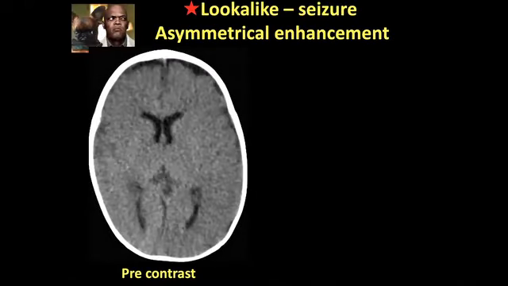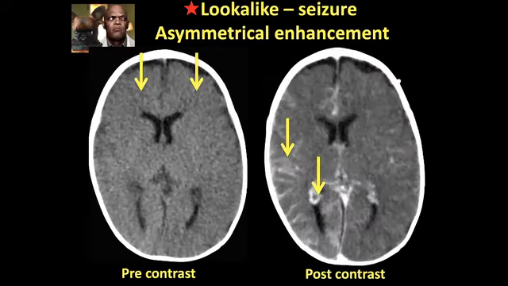Again, a lookalike, a patient who presented with seizures and asymmetrical enhancement. Pre-contrast, we can see the difference in the size of the cerebral hemispheres. We look post-contrast, and you can see there's enhancement on the right, but not on the left. The enhancement you can see in prominent and slightly enlarged choroid plexus.